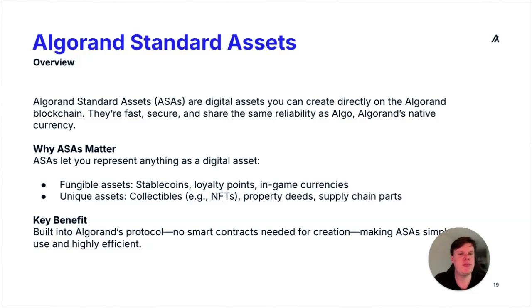And the key benefit is that ASAs are built directly into the Algorand protocol. So it's a layer one feature or a primitive of the network. And that means that there's really no need to create complex smart contracts or otherwise any complicated code to represent an ASA. You can deploy them with just a few lines of code, and we'll see that later on in the course.